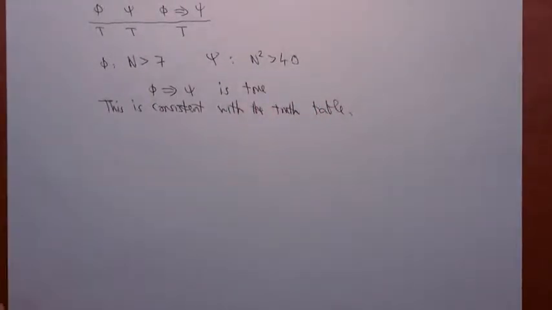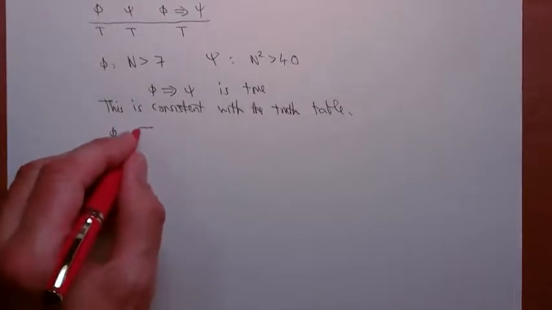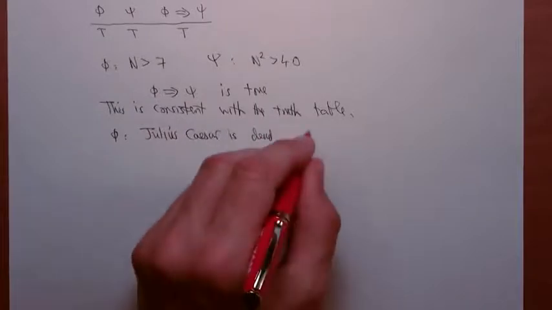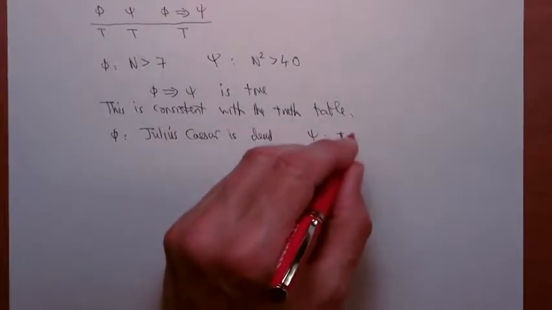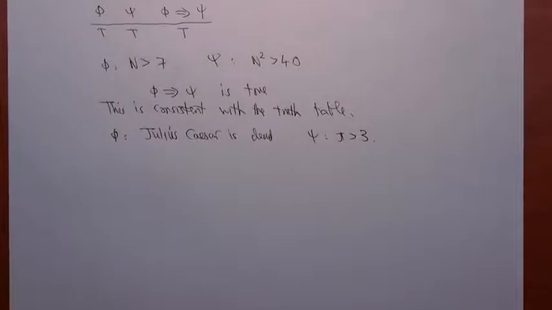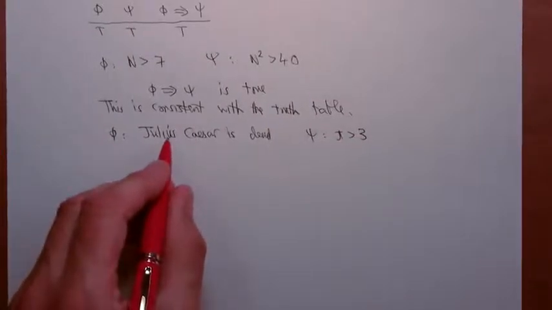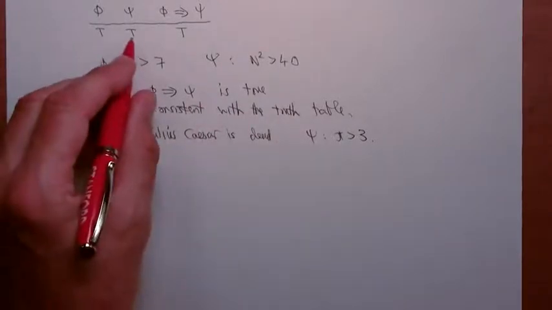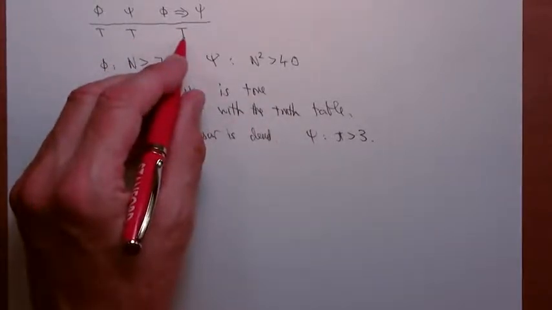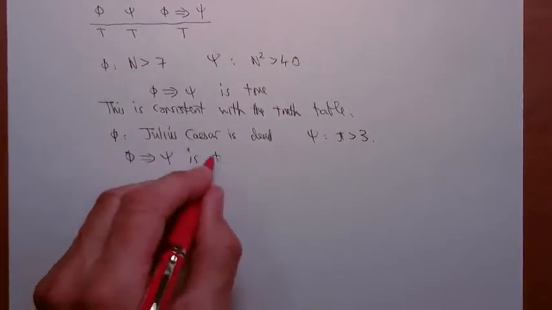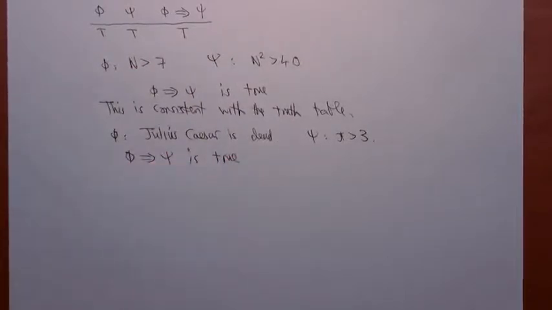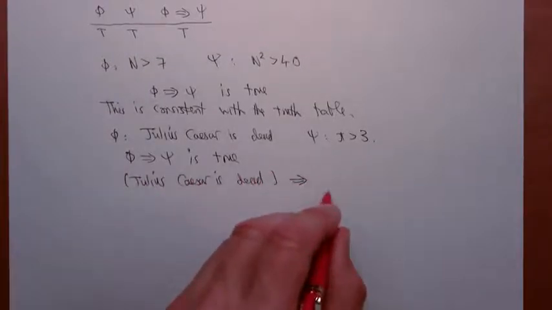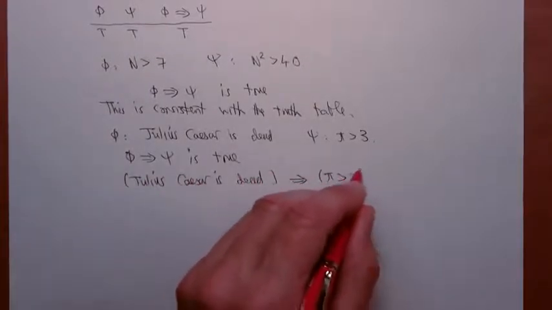Now let's look at a different example. Let phi be the statement, our old friend Julius Caesar is dead. And let psi be the statement, pi is bigger than 3. Phi is true. Psi is true. According to the truth table, it follows that phi conditional psi is true. In other words, Julius Caesar is dead. Conditional, pi is bigger than 3.